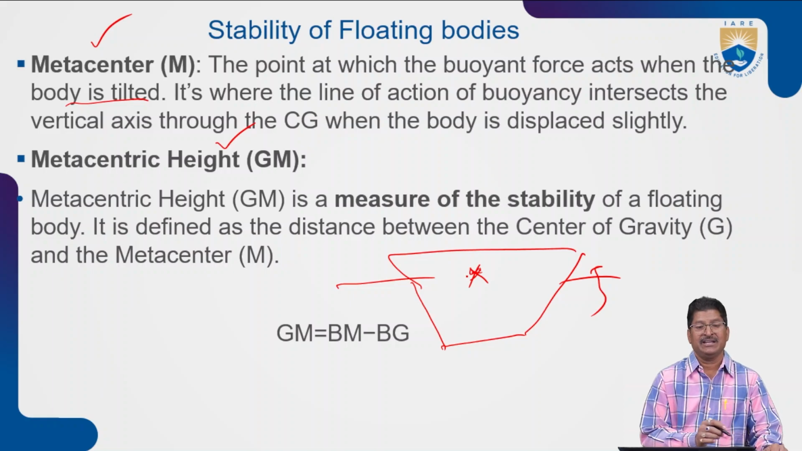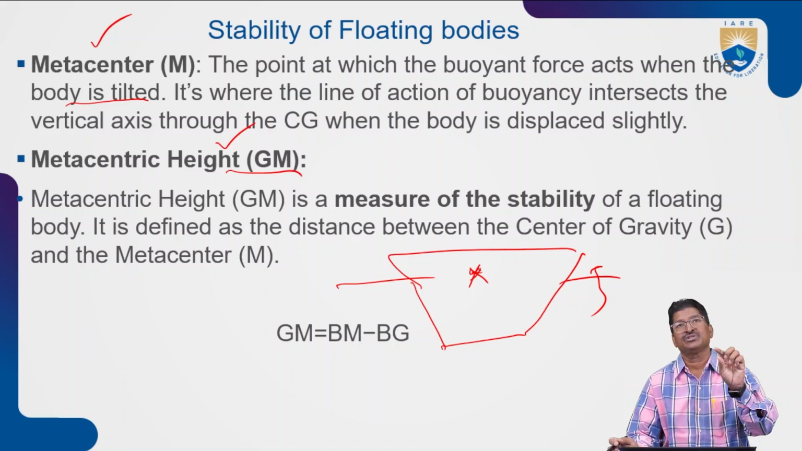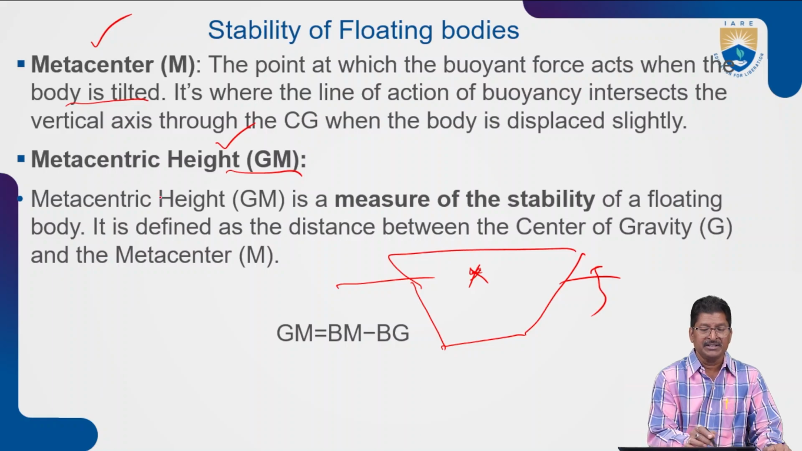And metacentric height is nothing but GM. So what is the M here? Metacenter. Metacenter is the point about which the body oscillates whenever you give a small tilt or displacement. Height G, where G is the center of gravity. So the metacentric height GM is a measure of the stability.